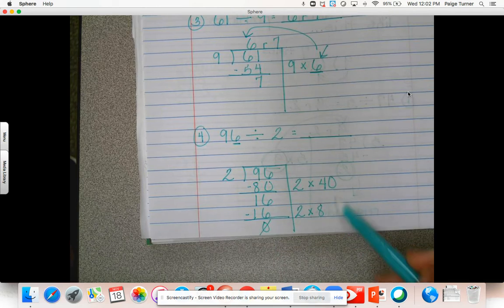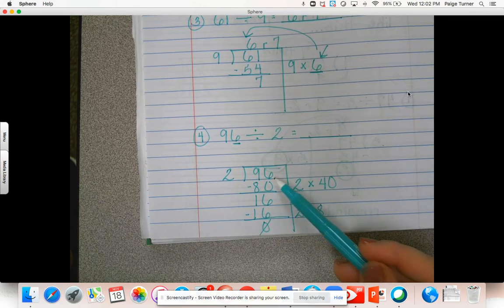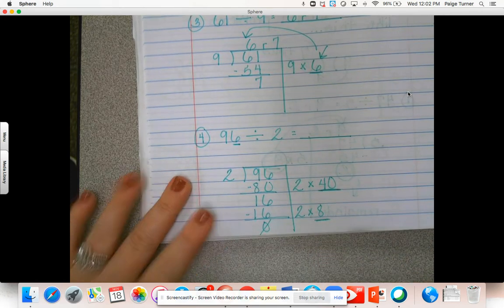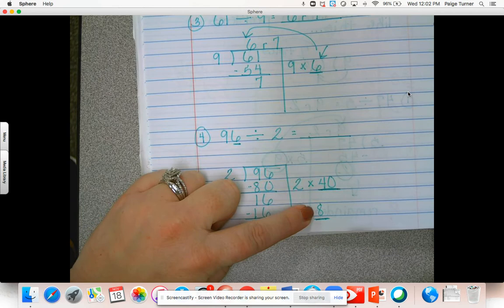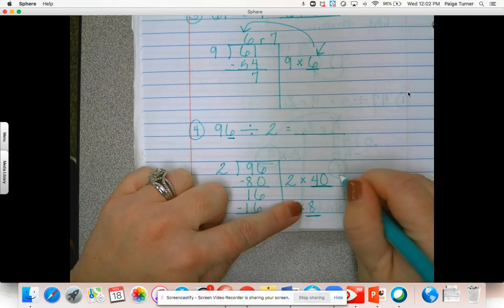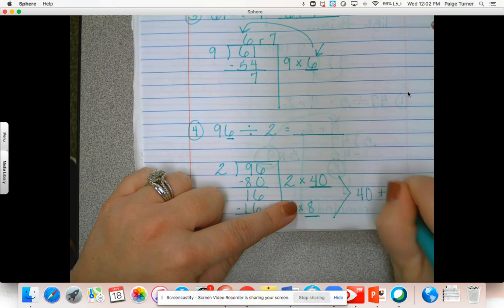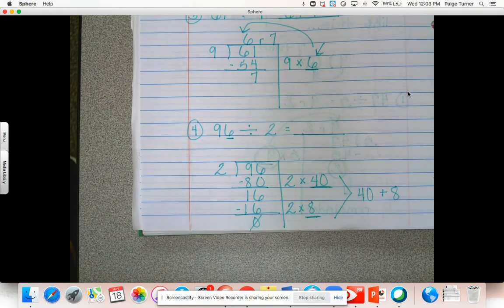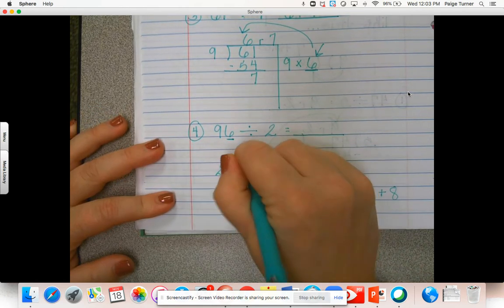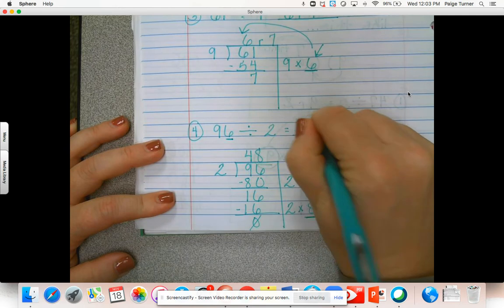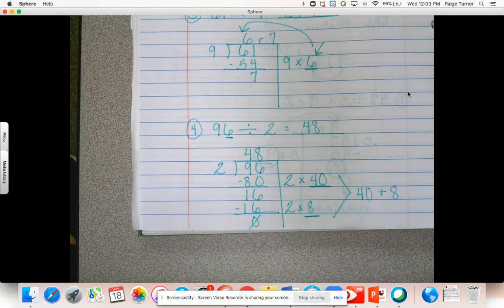Now, what do we do over here to figure out our answer? Because all the other problems so far, you've only had one number here. But this time, to get to 96, we had to do 2 times 40, and we had to do 2 times 8. 40 and 8 are your partial quotients. To get the final quotient, we have to do 40 plus 8. We have to combine them. Well, 40 plus 8 is 48. So that means 96 divided by 2 is 48, okay?